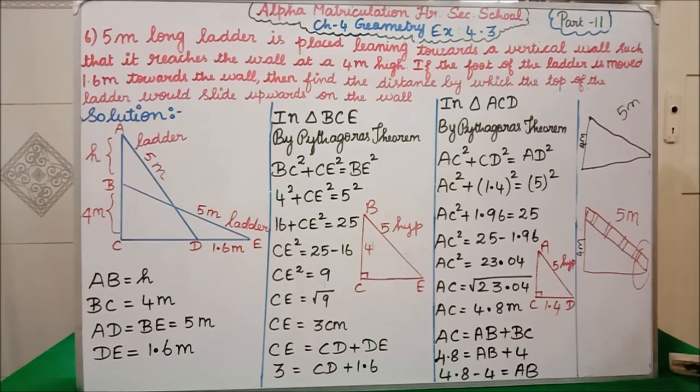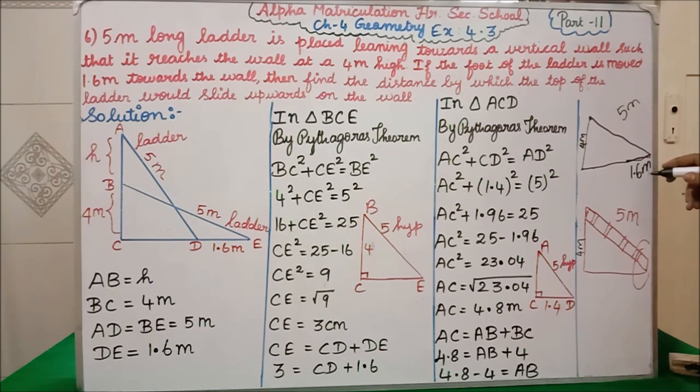Isn't it? If the foot of the ladder is moved 1.6 meter towards the wall. The wall is here. Now the foot of the ladder is here. It is moving towards the wall 1.6 meter. So assume that the ladder has moved somewhere here. Okay, now how much distance, from here to here, has it moved?